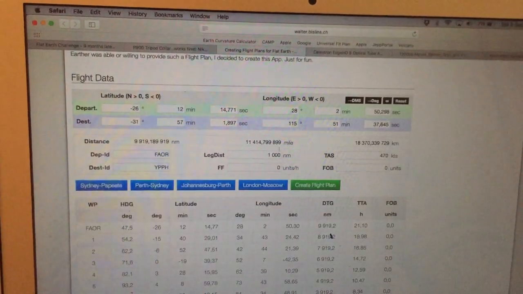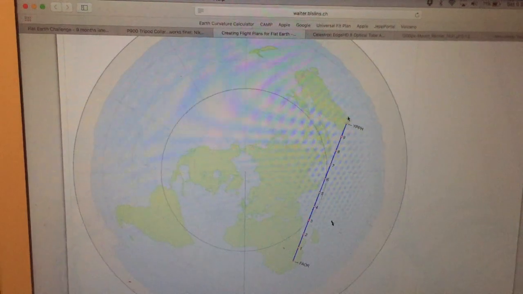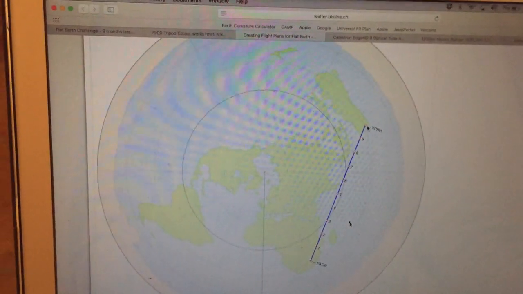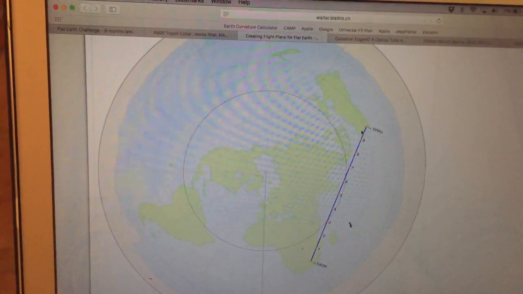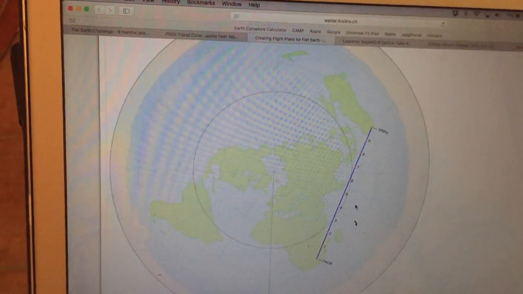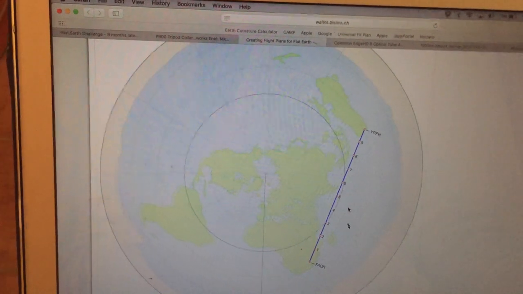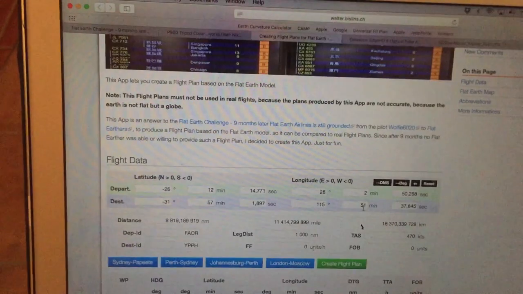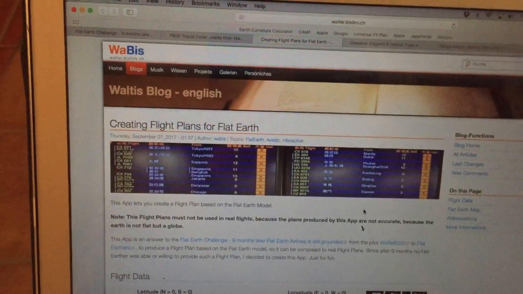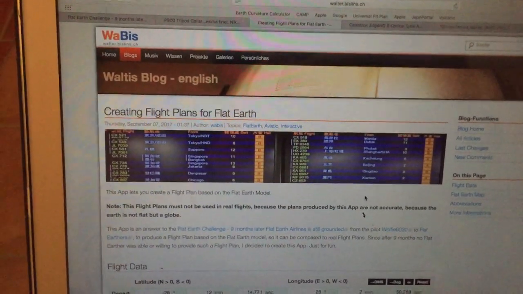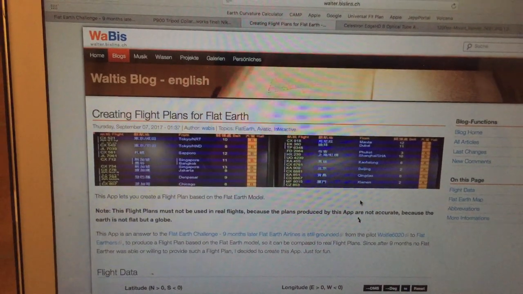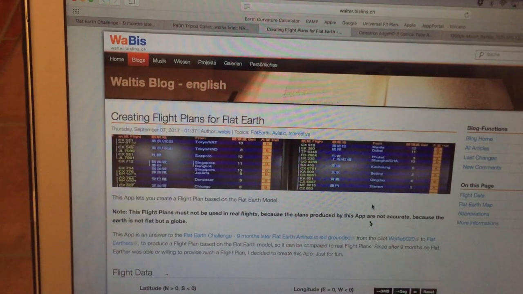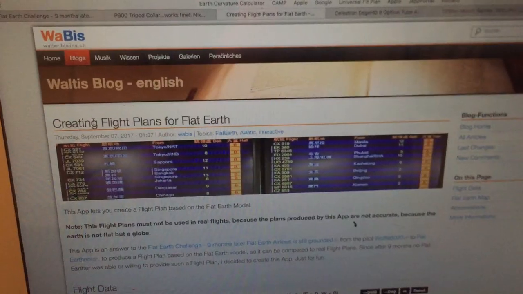Not only does it calculate the flight plan, but it draws the route on a map of the flat earth. So we can also compare the route as it would appear on a flat earth to how it actually does appear when the airlines are flying and when we plan it on a globe. So thank you very much, Walter. This is just an outstanding tool for people looking for the truth and for those researching yet other areas to compare the flat earth to the globe.